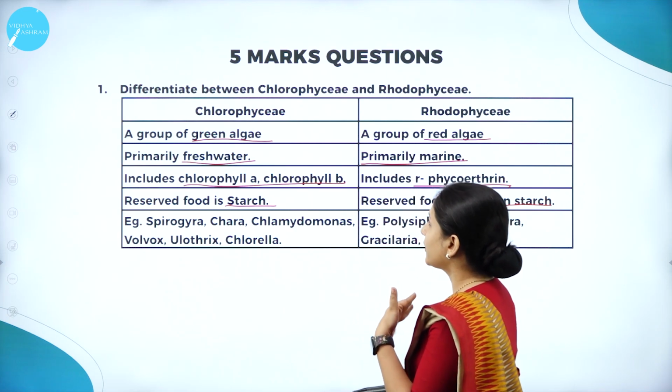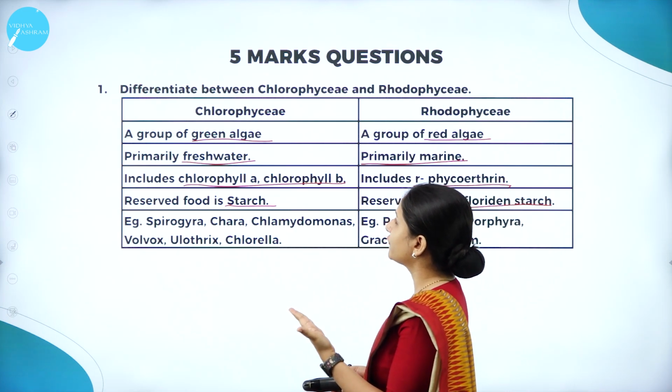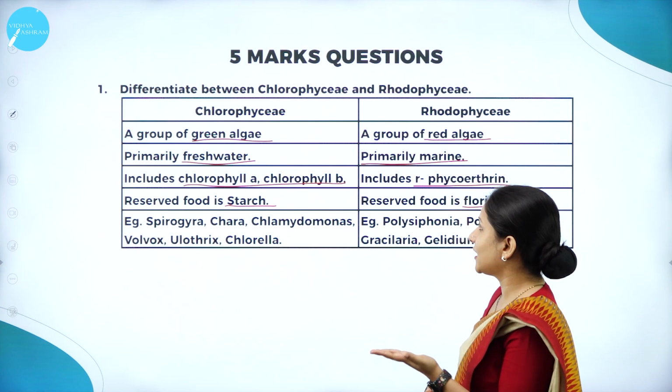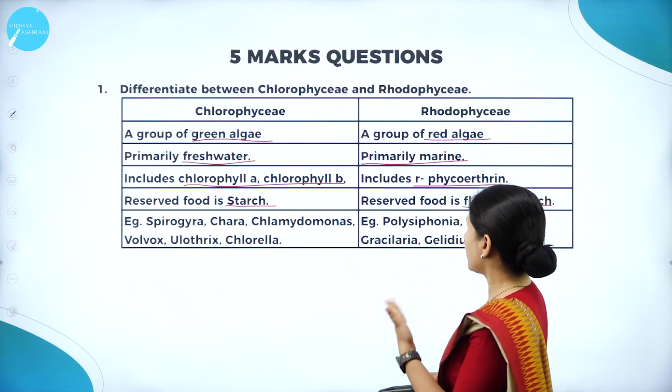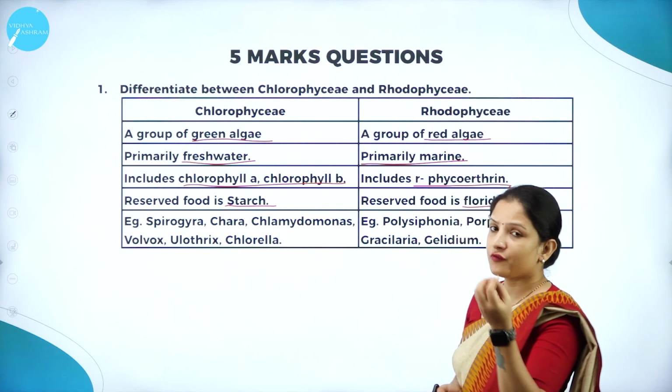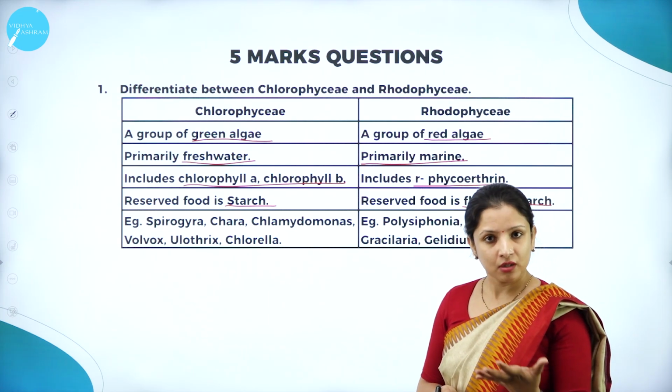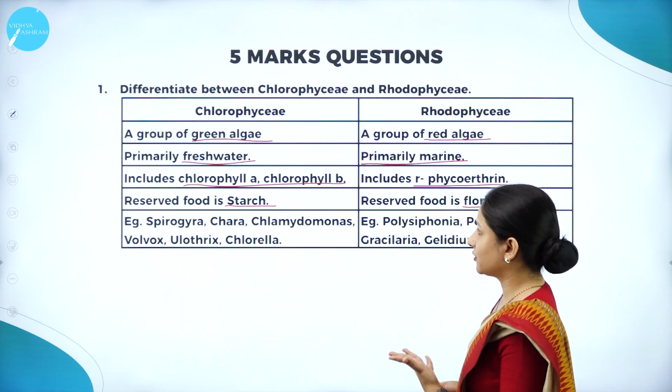Or I'll just tell it here. Chlorophyceae are a group of green algae. Rhodophyceae are a group of red algae. Phaeophyceae are a group of brown algae. Chlorophyceae are primarily freshwater, Rhodophyceae are primarily marine, and Phaeophyceae live in almost all aquatic conditions. That is how you can write.